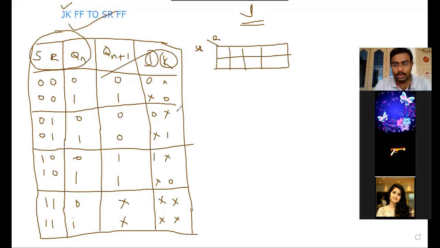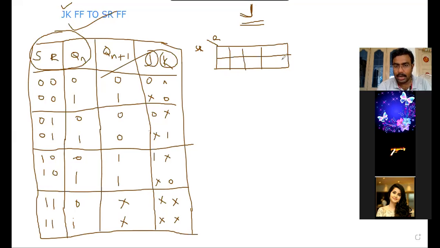Which values do I have to take into the K-map for finding the equation for J? In this transition or conversion table, which values do I have to take into the K-map for finding the expression for J? The input variables I have taken are S, R and Qn.